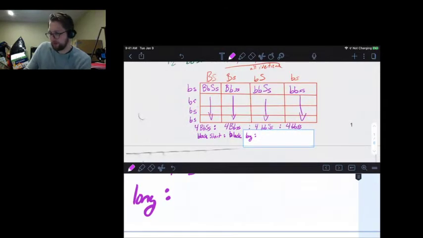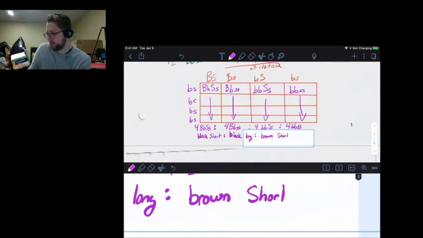We got brown and short. And we have brown and long.